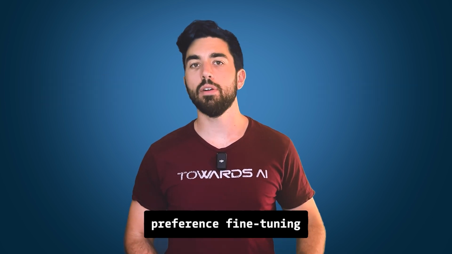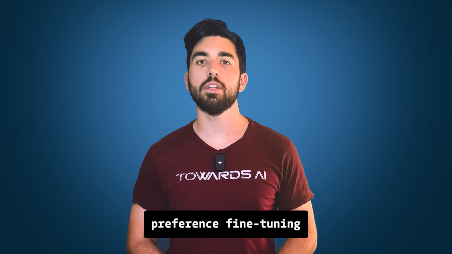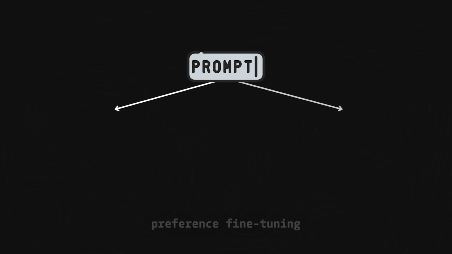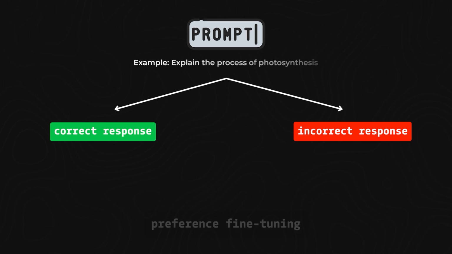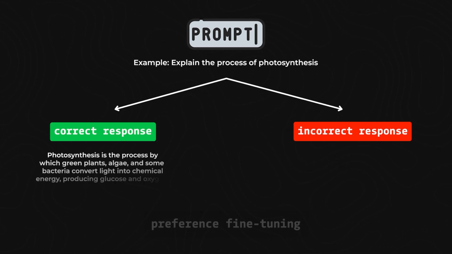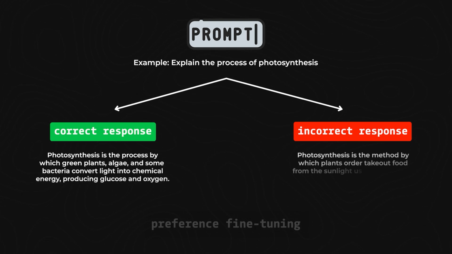This is called preference fine-tuning and is based on the correctness of the response. To generate this, we need a prompt and its associated correct and incorrect response. For example, if the prompt is "explain the process of photosynthesis," a correct response will accurately describe the stages of photosynthesis, while an incorrect response might provide unrelated or incorrect information.